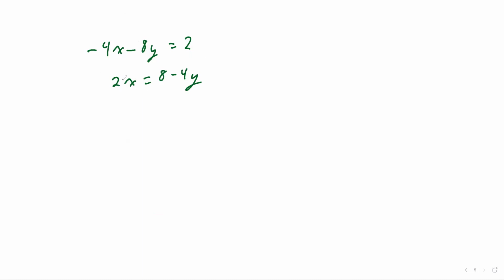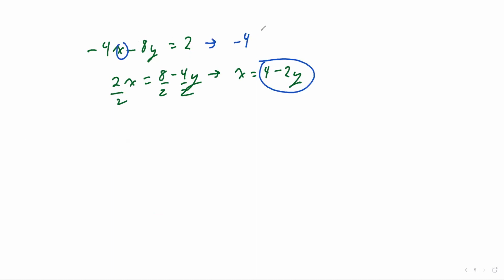Typically, if you're left with just a letter already by itself, go ahead and just solve for it. So I'm going to divide by 2. So this will give me x equals 4 minus 2y. And then once I have that equation, take that equation and plug it in for the other variable in the other equation. So that'd be -4 times (4 minus 2y) minus 8y equals 2. Go ahead and distribute so you can solve it.